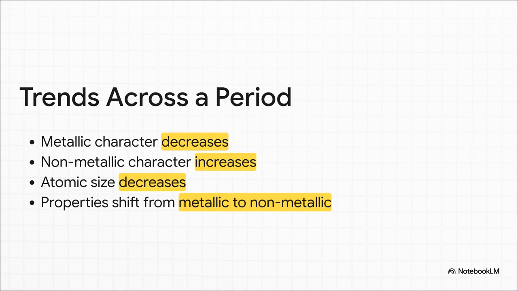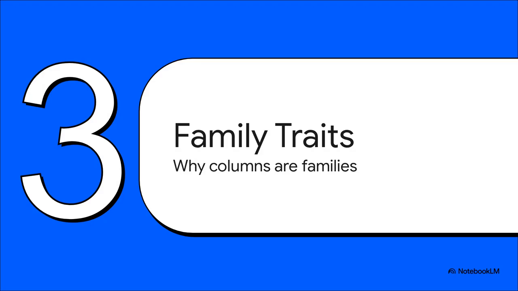So that trip from explosive sodium to chill argon pretty much shows you the trend you'll find in every single period. As you move from left to right, elements become less and less like a metal, their atoms actually get a bit smaller, and their personalities go from super reactive to completely inert. It's like a spectrum.